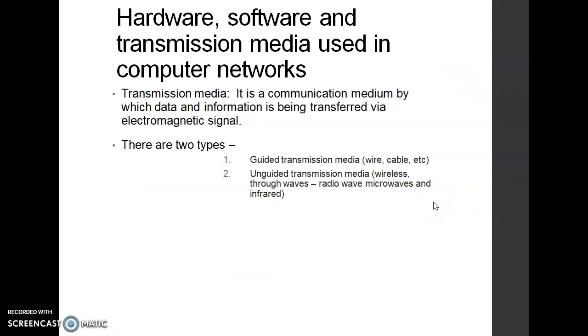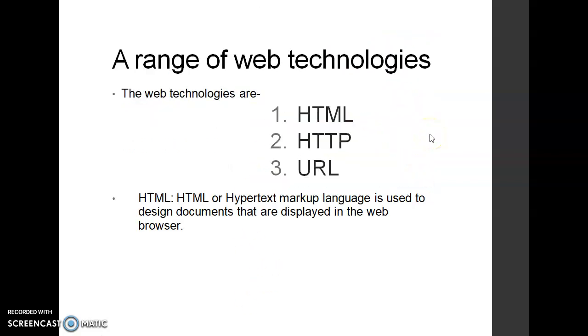And then we have transmission media. It is a communication medium by which data and information is transferred by electromagnetic signal. There are two types: guided transmission media, wire, cable, etc. Unguided transmission media, wireless through waves: radio waves, microwaves and infrared. A range of web technologies. The web technologies are HTML, HTTP, URL.